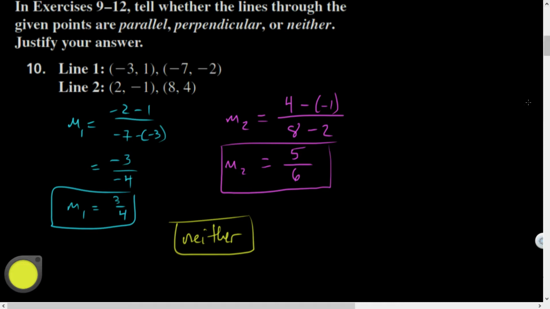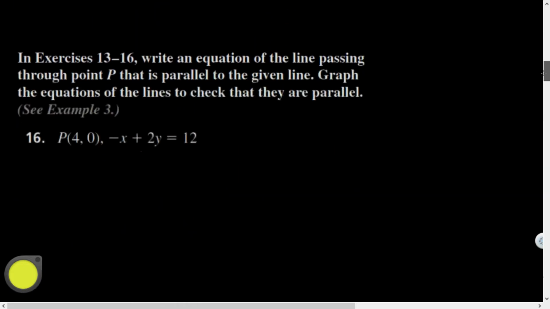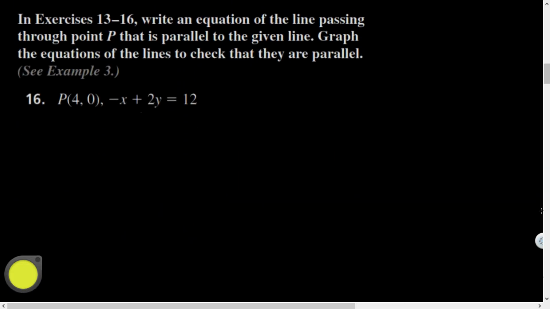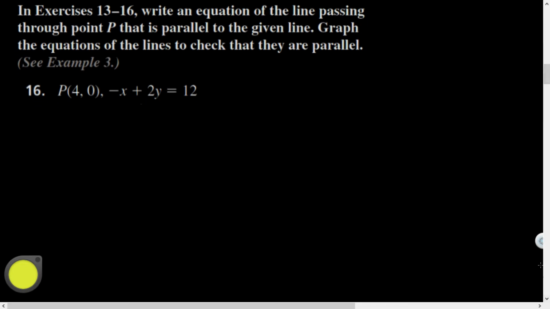All right, let's get to the real problem here. I've got question 16. It says, write an equation of the line passing through point P that is parallel to the given line. Oh, what? Graph the equations? Oh dear, I didn't give you a graph, so you could have skipped that part. But I'll throw a graph on the screen for funsies, though, don't you worry.